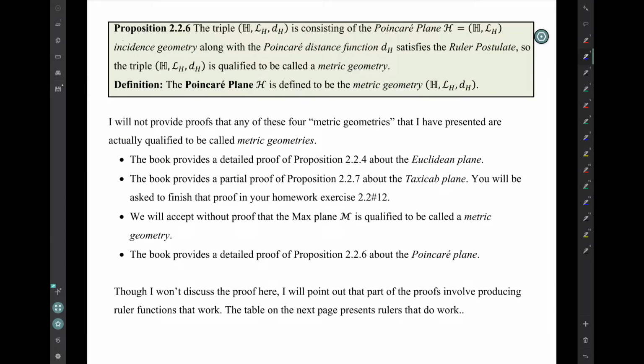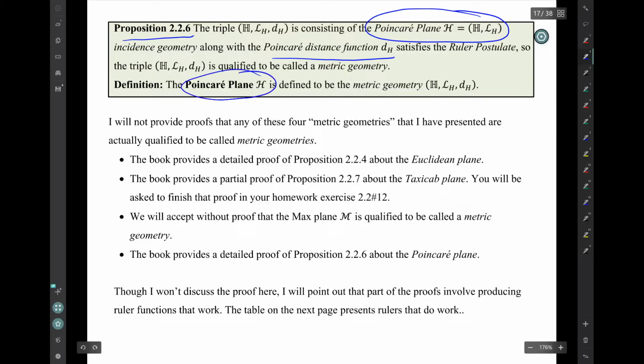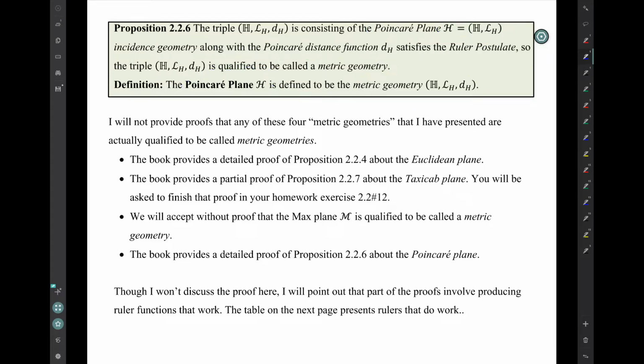In Proposition 2.2.6 in the book, the authors prove that the triple consisting of the Poincare plane incidence geometry along with the Poincare distance function satisfies the ruler postulate. So it's qualified to be called a metric geometry as well. Now we use the same symbol, the script H, for that metric geometry. So we use the script H for this incidence geometry, and we use the same script H for this metric geometry. That's confusing.